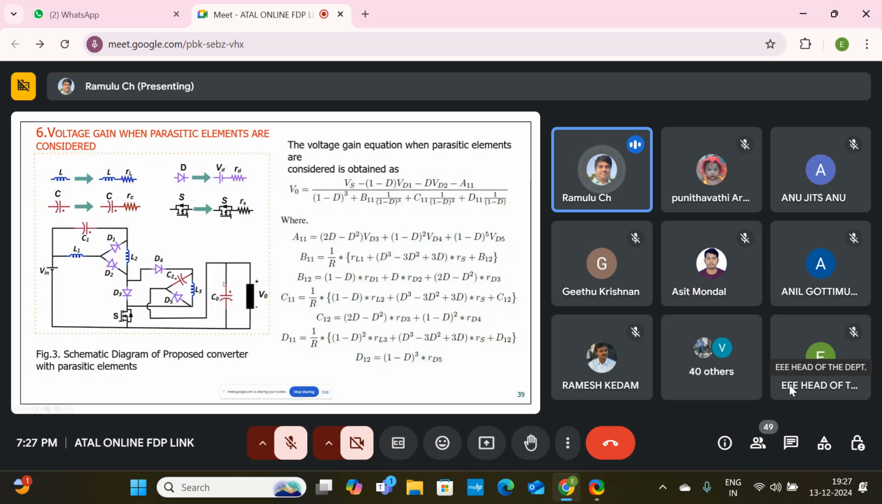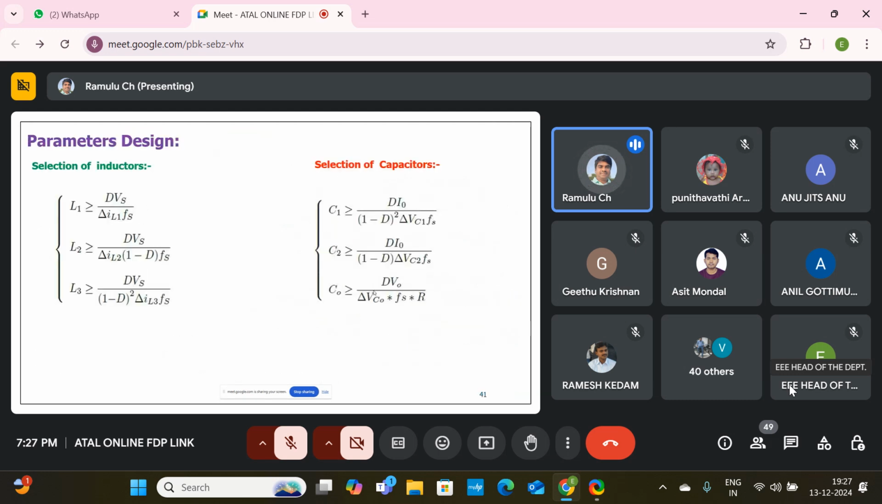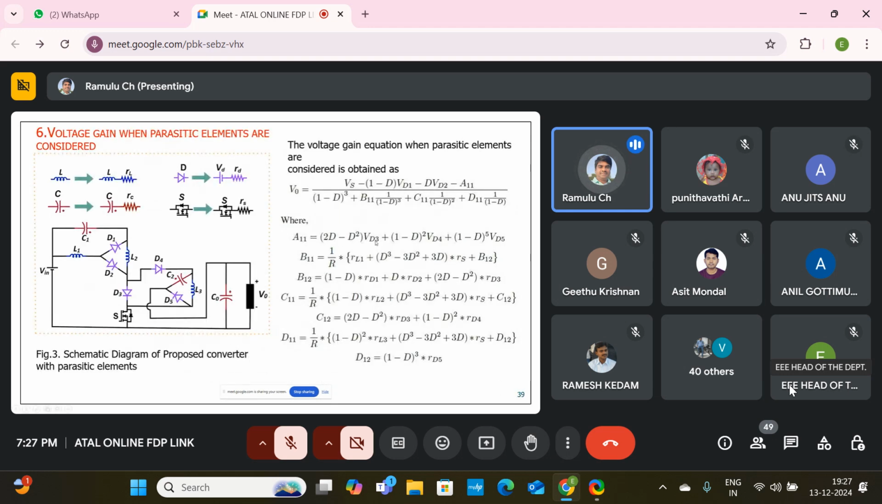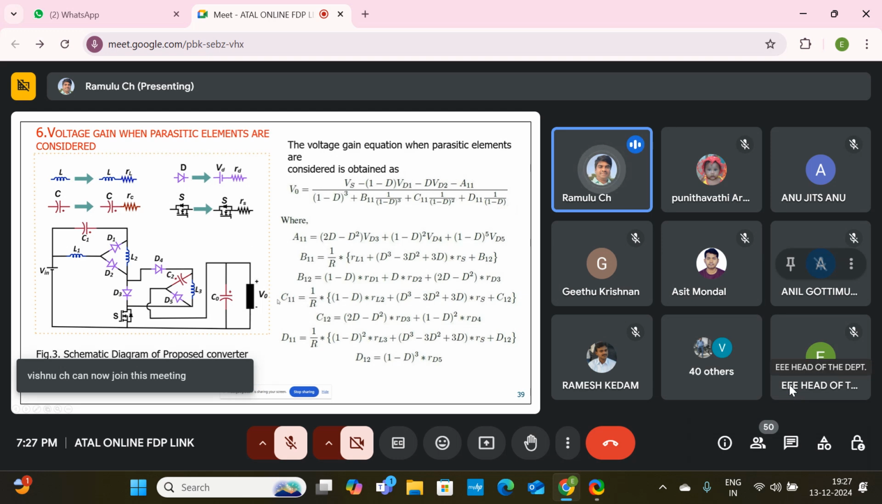For this one also, we have to use the volt-second balance equation and KVL, KCL. Finally, we develop one gain equation. I did not mention it here, but you will get one gain equation, like this gain formula. A lot of mathematical analysis is needed, and this is the gain formula. So this is the voltage gain equation when parasitic elements are used. The ideal one, when these are not there, is different.